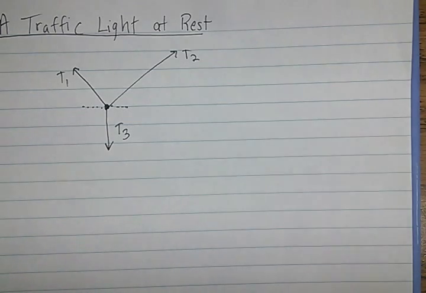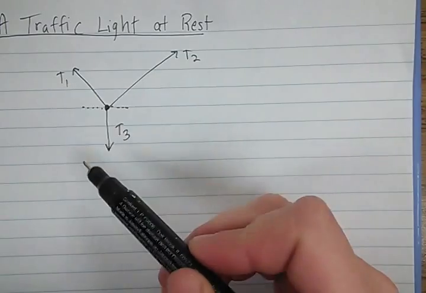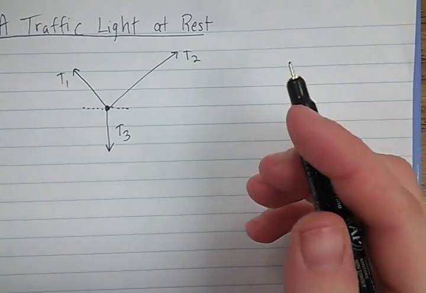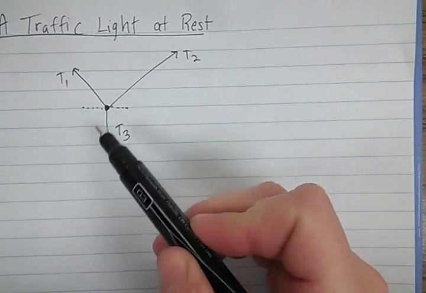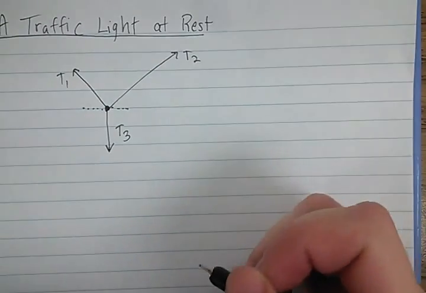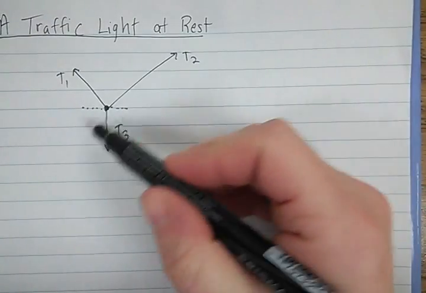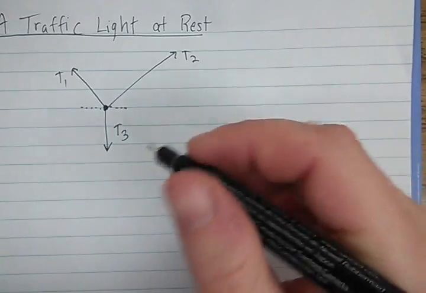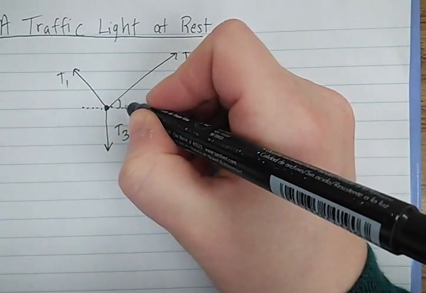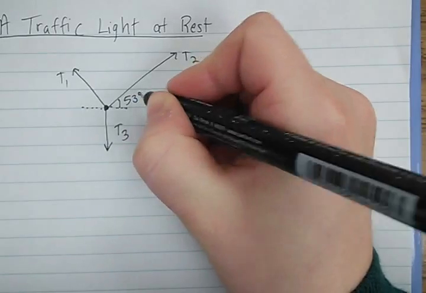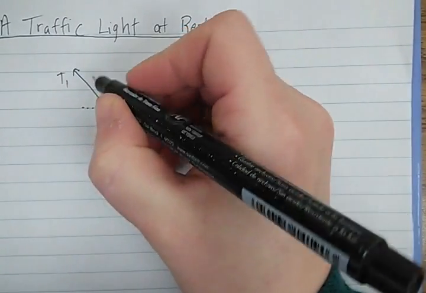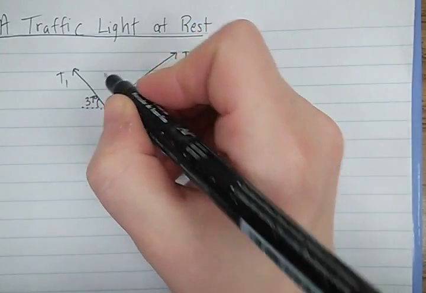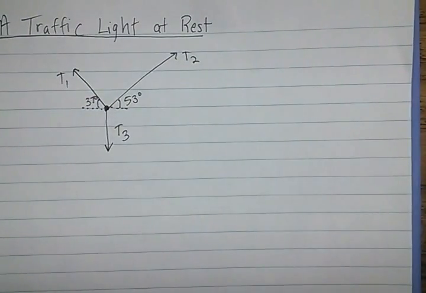Now, what is the question actually asking? Well, it's saying that in this cable and this cable, they will break if the tension in them exceeds 100 newtons. So basically, we want to figure out what T2 and T1 actually are. And we know that T3 is a stronger cable. Let's label our angles here as well.